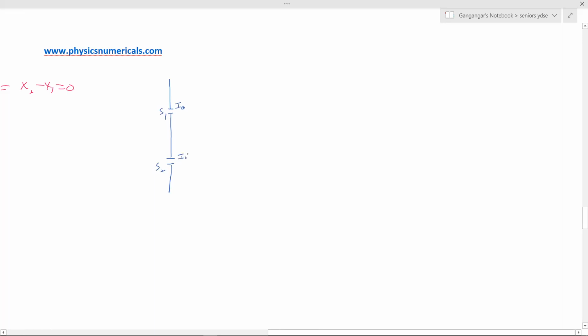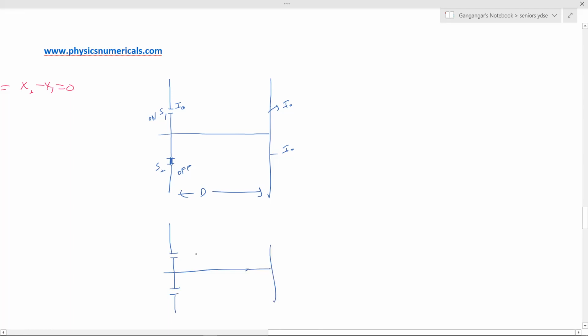The intensity is I naught, this I naught. When slit S2 is closed, only this I naught is on, the other is off. What is the intensity everywhere here? It will be I naught, because of the distance we assumed. Similarly, with S1 off and S2 on, the intensity is I naught. The intensity at all points on the screen will be I naught only.